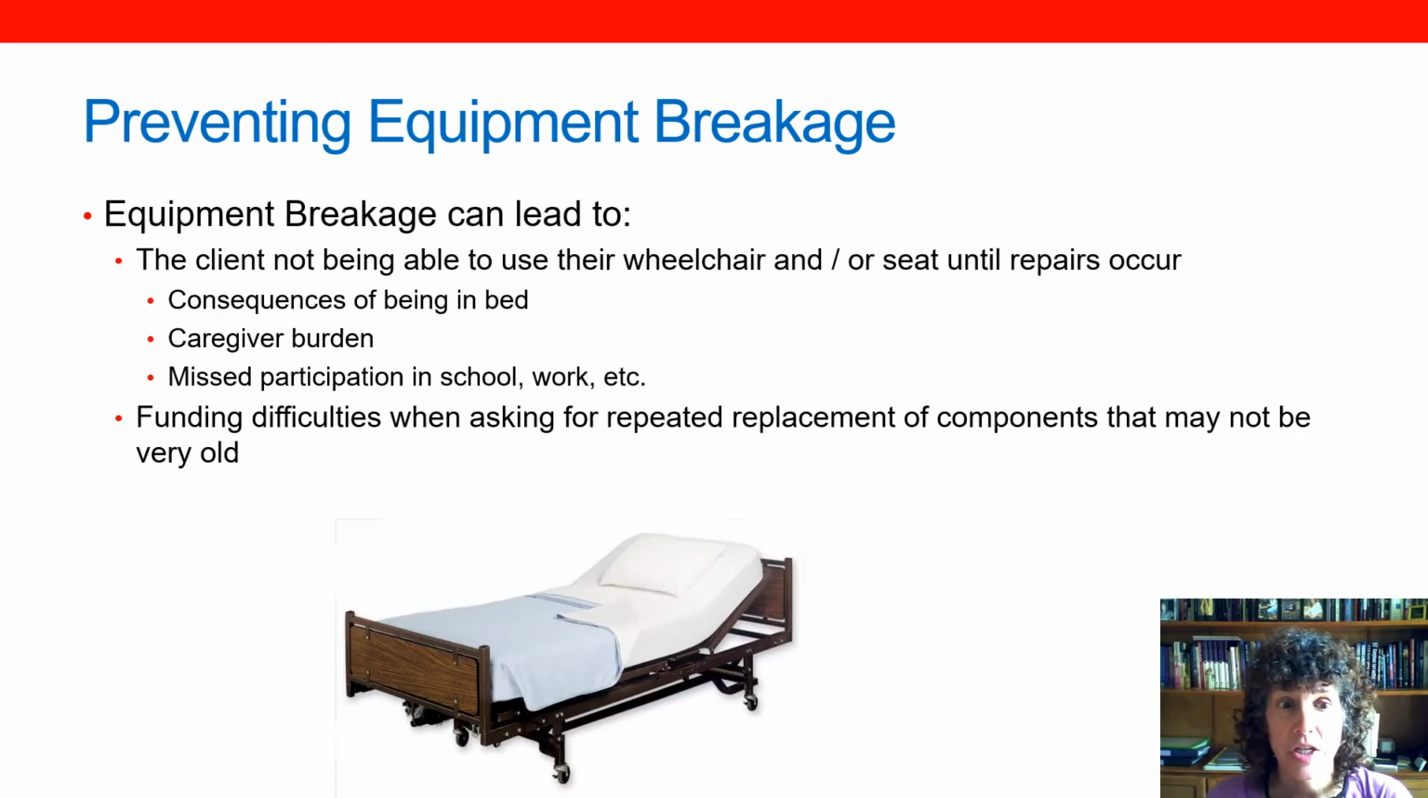Equipment breakage can lead to the client not being able to use their wheelchair or seat until repairs occur, depending on where and to what degree the damage has occurred. There are a lot of bad consequences to our clients remaining in bed, from respiratory issues, swallowing issues, lack of participation, pressure concerns, etc. This also can increase a burden on the caregiver who has to care for this client in a different way if they cannot use their mobility equipment, and again, miss participation, school work, etc.